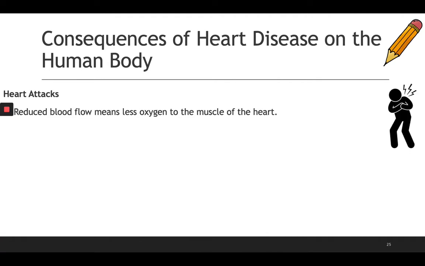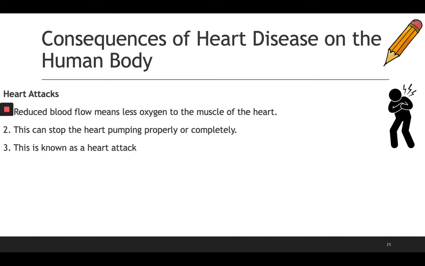So, I'd like you to copy this down as well. If we're looking at the consequences, we need to think about heart attacks. So reduced blood flow is going to result in less oxygen getting to the muscle of the heart. This can stop the heart from pumping properly, or it can actually stop it from pumping completely. This is known as a heart attack.